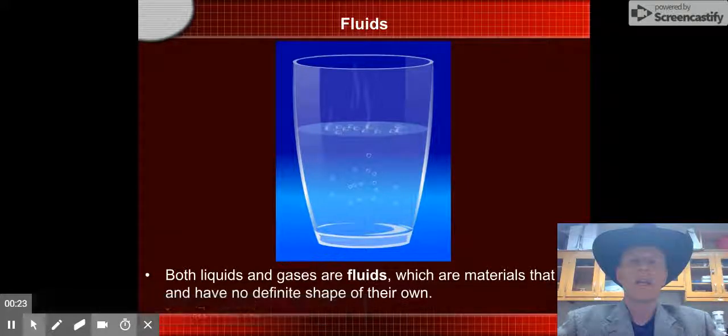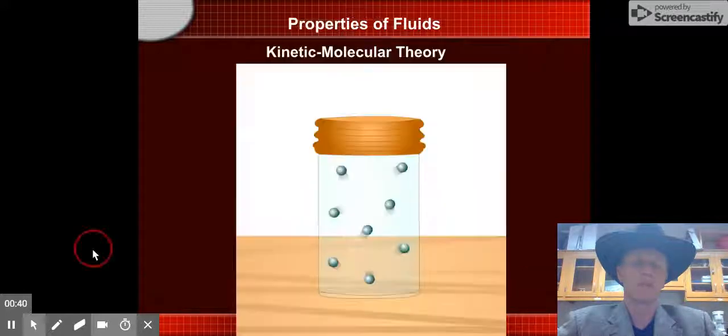Imagine a glass filled with water. Coming out of the jug, it takes the shape of the jug, but when you pour it into a glass, it takes the shape of the glass. Well, gases do the same thing, and we say these two states of matter flow and call them fluids, which are the states of matter that have no definite shape of their own.